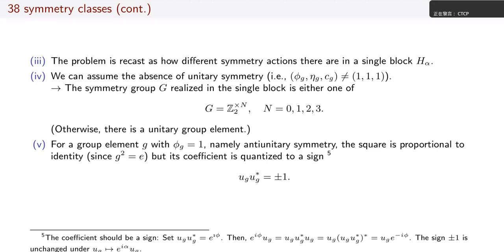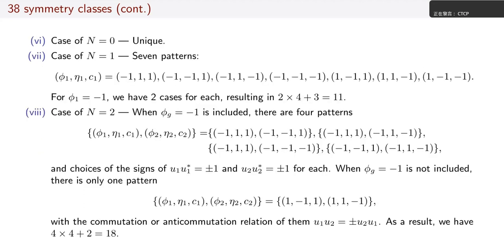If you are interested in the group, you can read this. Okay, so let's start the classification. The first case, the trivial case, of course, is unique, no classification. However, let's consider the case where the symmetry group is D2. So one generator exists. I have 7 patterns.